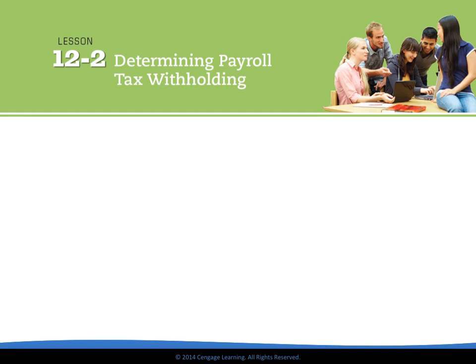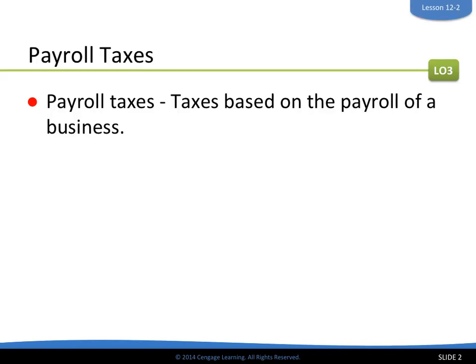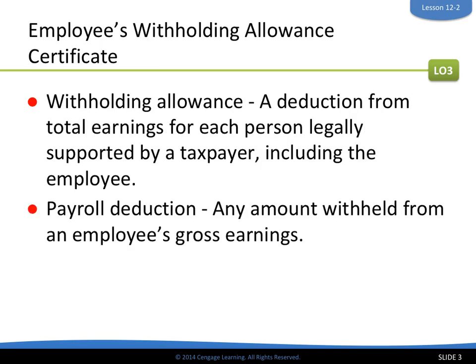All right, so now we are going to look at calculating payroll taxes and withholdings. Payroll tax is just a tax that is deducted from a person's paycheck. Withholdings allowance is an amount that's deducted from each person's paycheck.